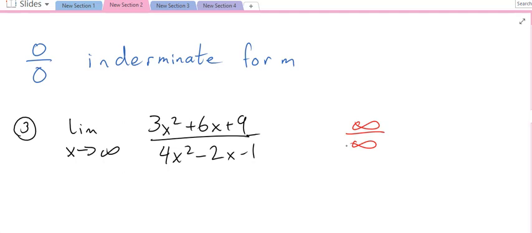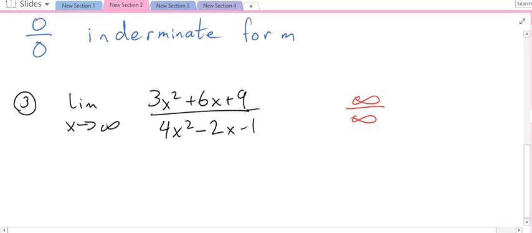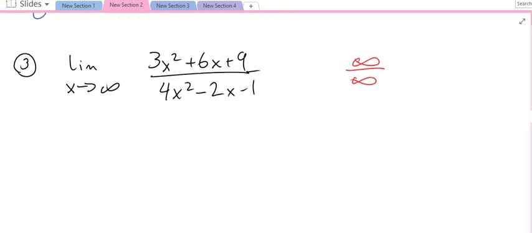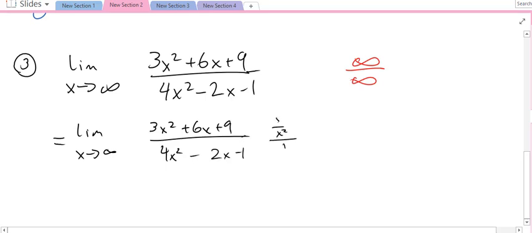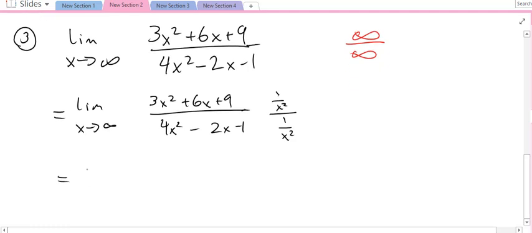But again, we learned a technique for dealing with this. So when we had this sort of rational function, our strategy was to multiply by a fancy 1. We took the highest power of x that appeared in the denominator and divided the top and bottom by that power. So we had 1 over x squared on both of these. And when we did that, we would distribute and simplify, and we'd get 3 and then plus 6 over x plus 9 over x squared.